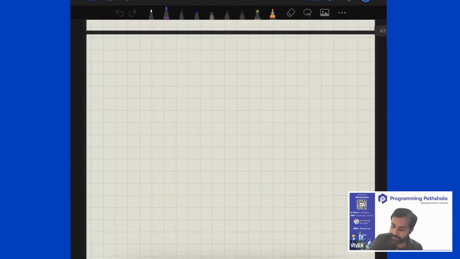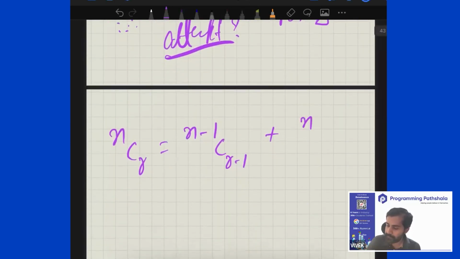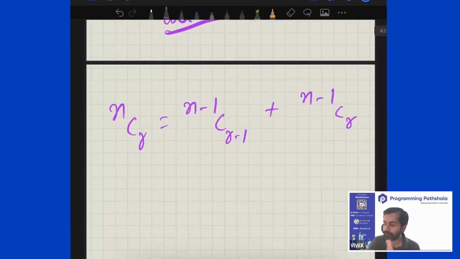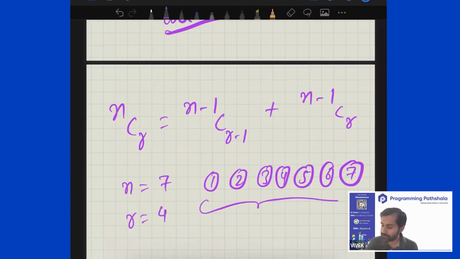So if somebody writes nCr as (n-1)C(r-1) plus (n-1)Cr, I would say why it is correct. Just listen to it. Let's say the value of n is 7. So you have got 1, 2, 3, 4, 5, 6, 7. 7 items. And the value of r is 4. So you want to know in how many ways you can pick 4 items out of 7 items.